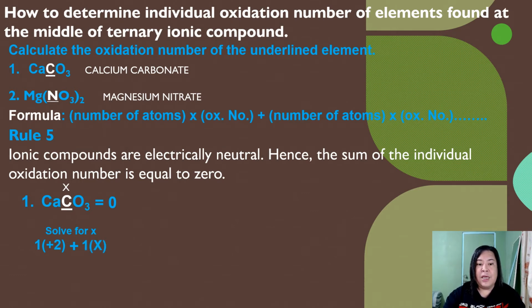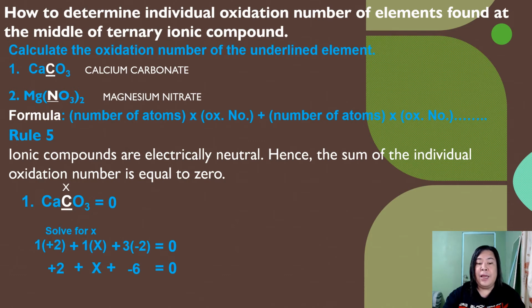So 1 times X plus, the number of atoms of oxygen in this formula is 3, so that is 3 times negative 2. Negative 2 is the oxidation number of oxygen, equal to 0. So 1 times 1 is equal to positive 2 plus X plus negative 6 equal to 0.